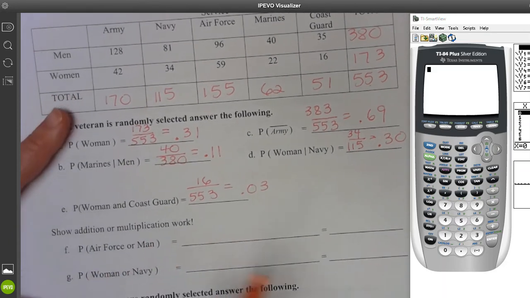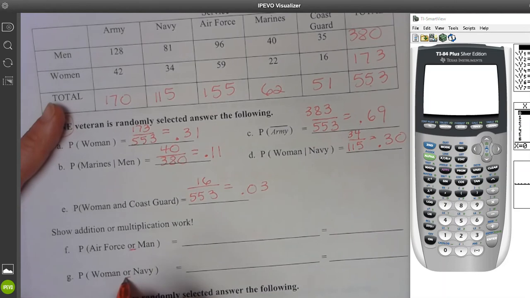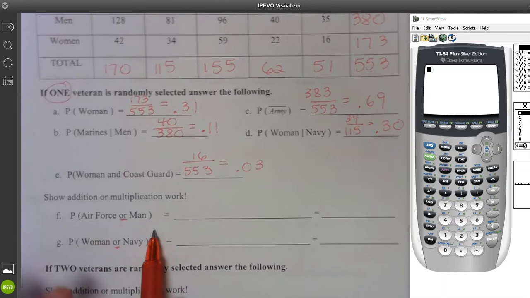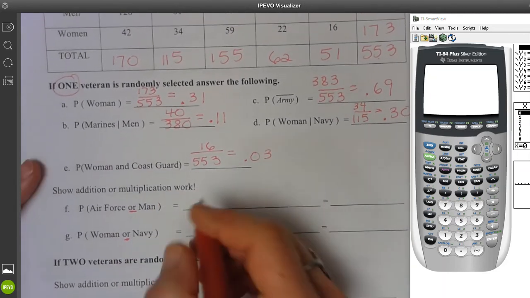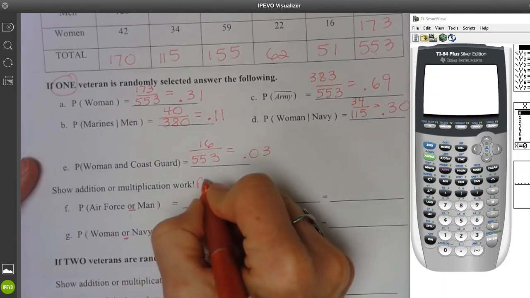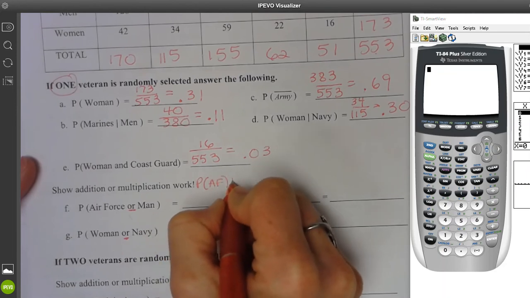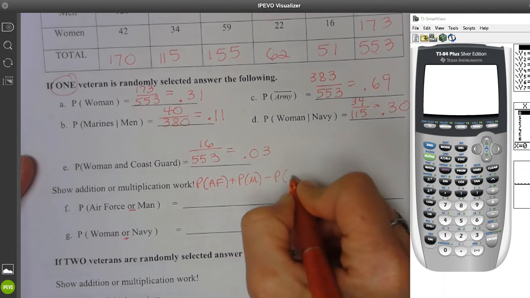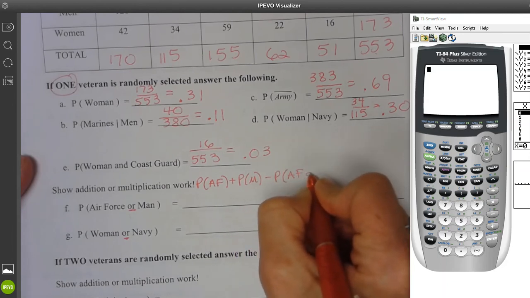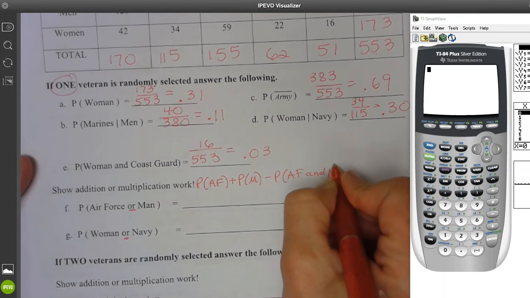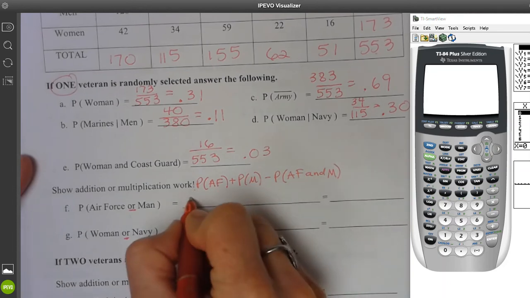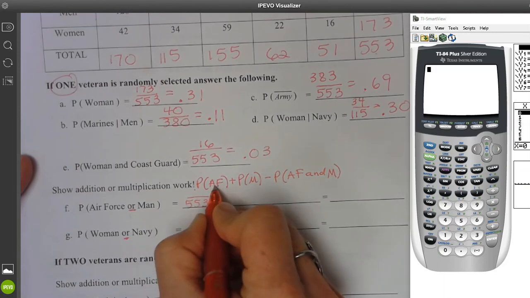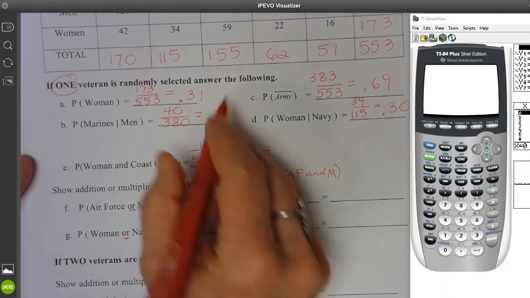The next problem is we're looking at this or statement. So we want to know what's the probability of selecting someone in the Air Force, or selecting someone that's a man. So here that's going to be equal to the probability of selecting someone in the Air Force plus the probability of selecting a man minus the probability that this person is in the Air Force and a man. So the probability of being in the Air Force, there's 553 people. Of those in the Air Force is 155.